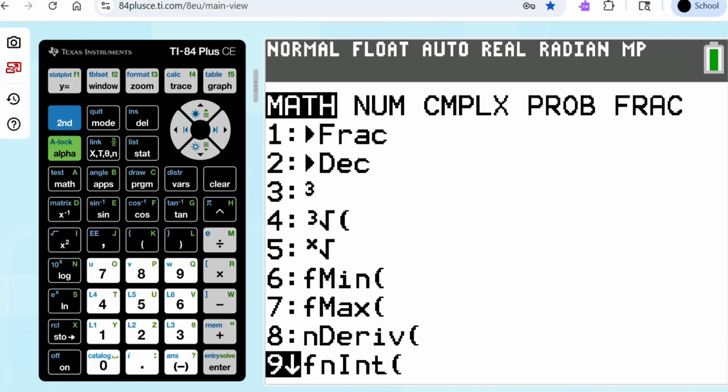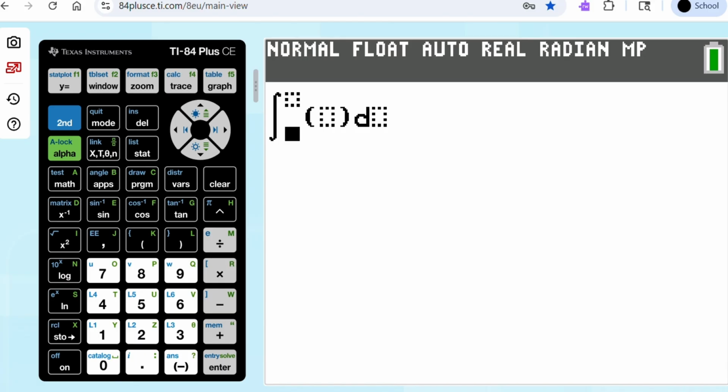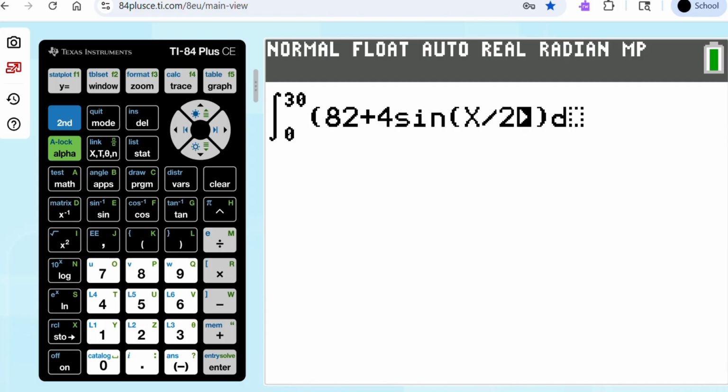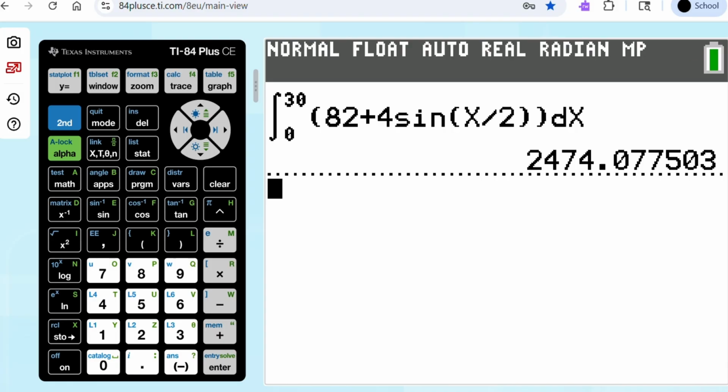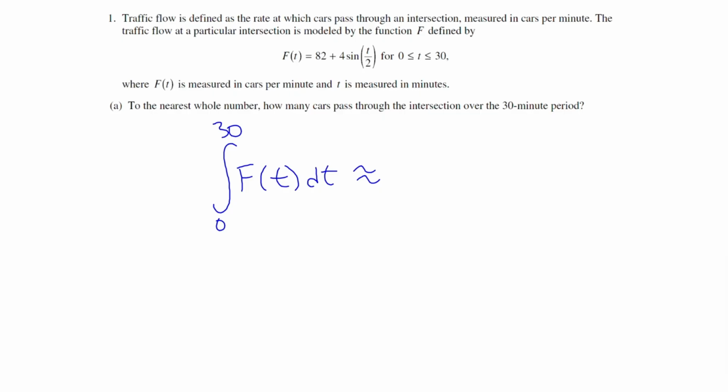Option number 9, fnInt, brings you an integral. You'll put 0 as your lower limit, 30 as your upper limit, and you'll type in your function, which was 82 plus 4 times the sine of t over 2. On our calculator, we're just going to use x, so x over 2, and then we have a dx. And that comes out to be 2,474.078 if we round.